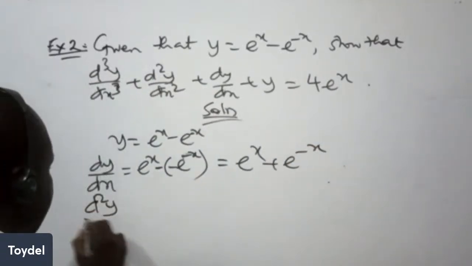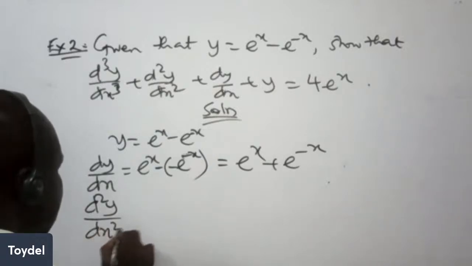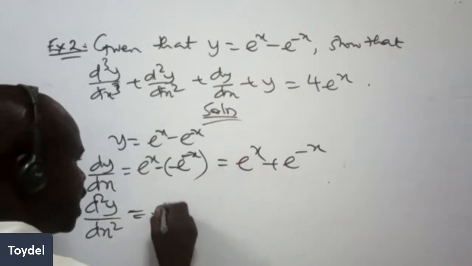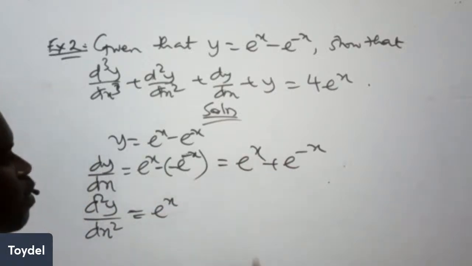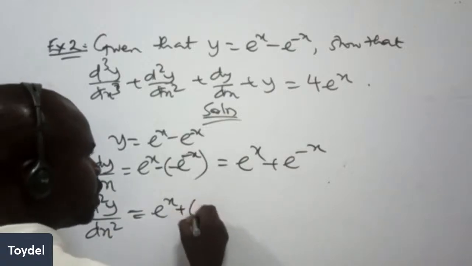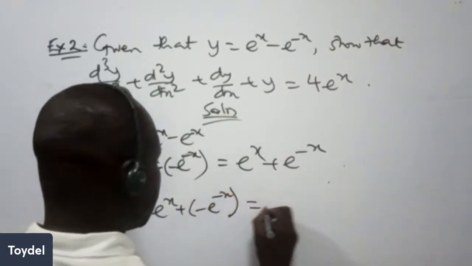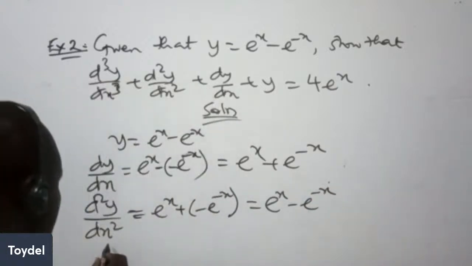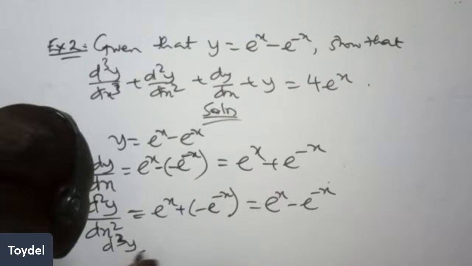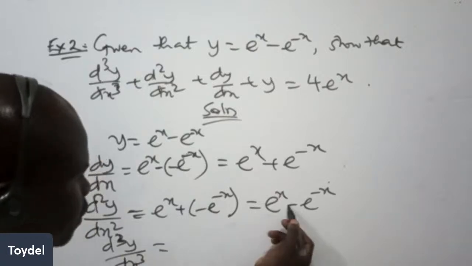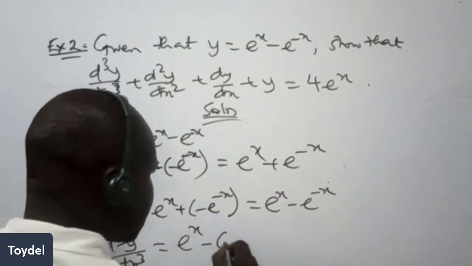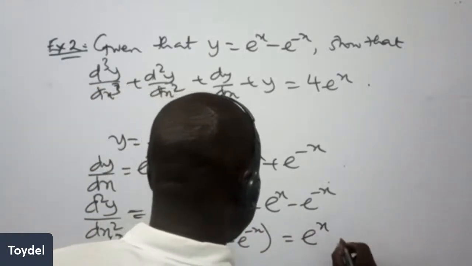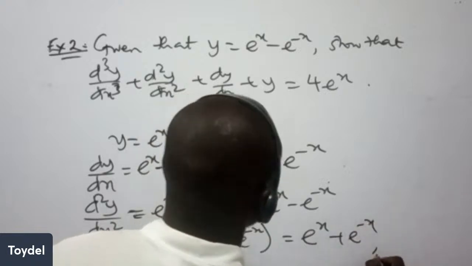Then we go ahead and take the second derivative, d²y/dx². So we want to differentiate this. If we differentiate this, I'm going to get e^x when I differentiate the first one, no problem. But when I differentiate the second one, I'm going to get minus e^(-x). At the end of the day, it is e^x minus e^(-x). So we now differentiate the third time, d³y/dx³. From here, I'm going to have e^x minus, in the bracket, minus e^(-x). The minus is plus, so I'm going to have e^x plus e^(-x), and that's what you're going to get.